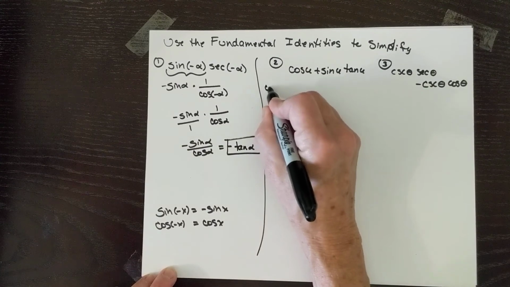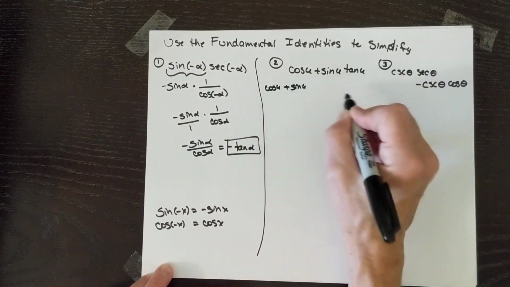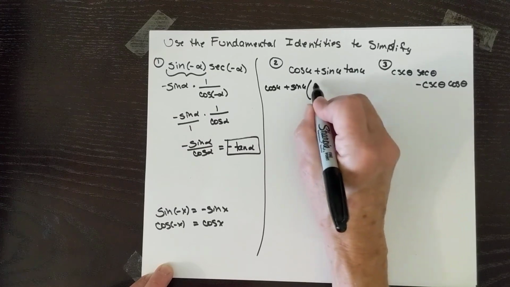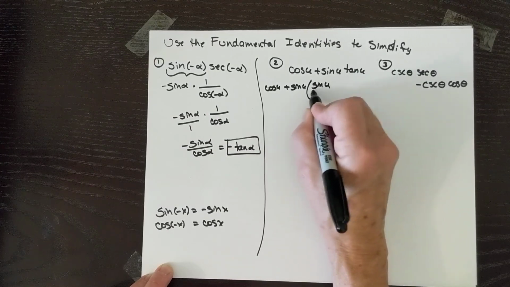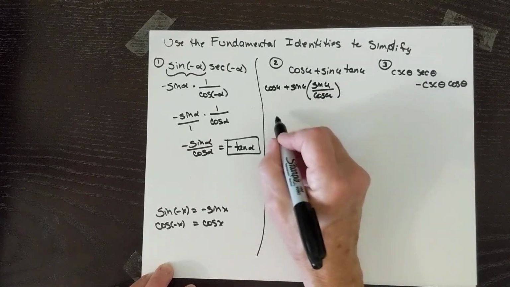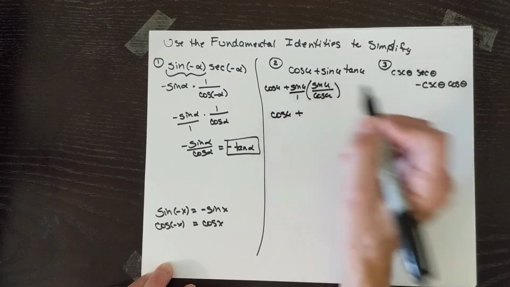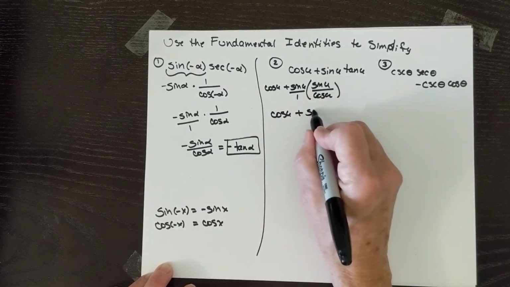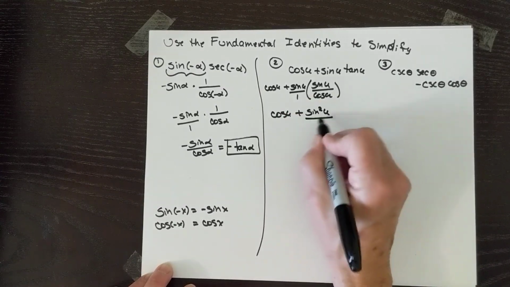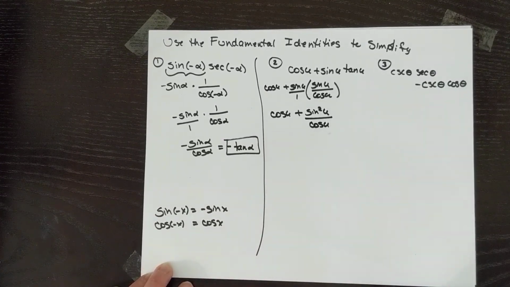All right, number 2, let's rewrite everybody in terms of sines and cosines. This is the cosine of u plus the sine of u times the tangent, and the tangent is equal to the sine of u over the cosine of u. So this is equal to the cosine of u plus, multiplying these together, the sine squared of u over the cosine of u. Let's continue to simplify this.